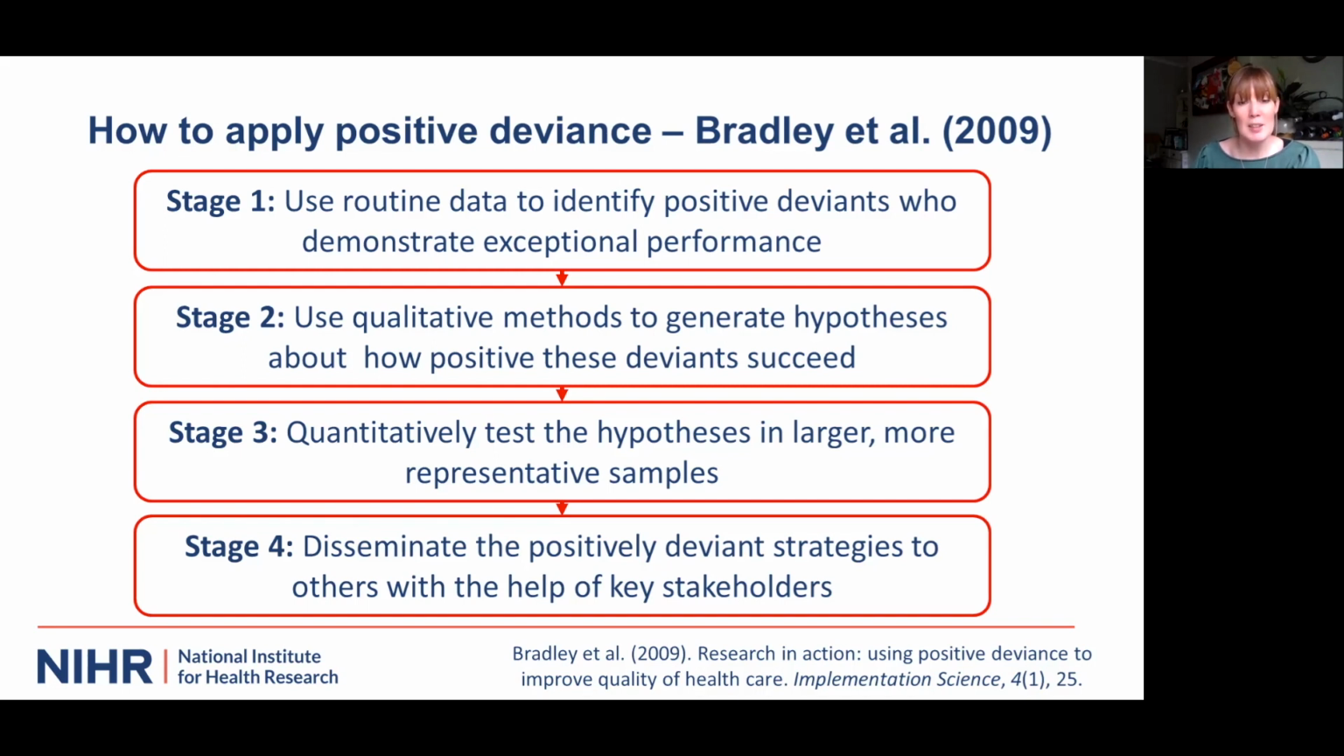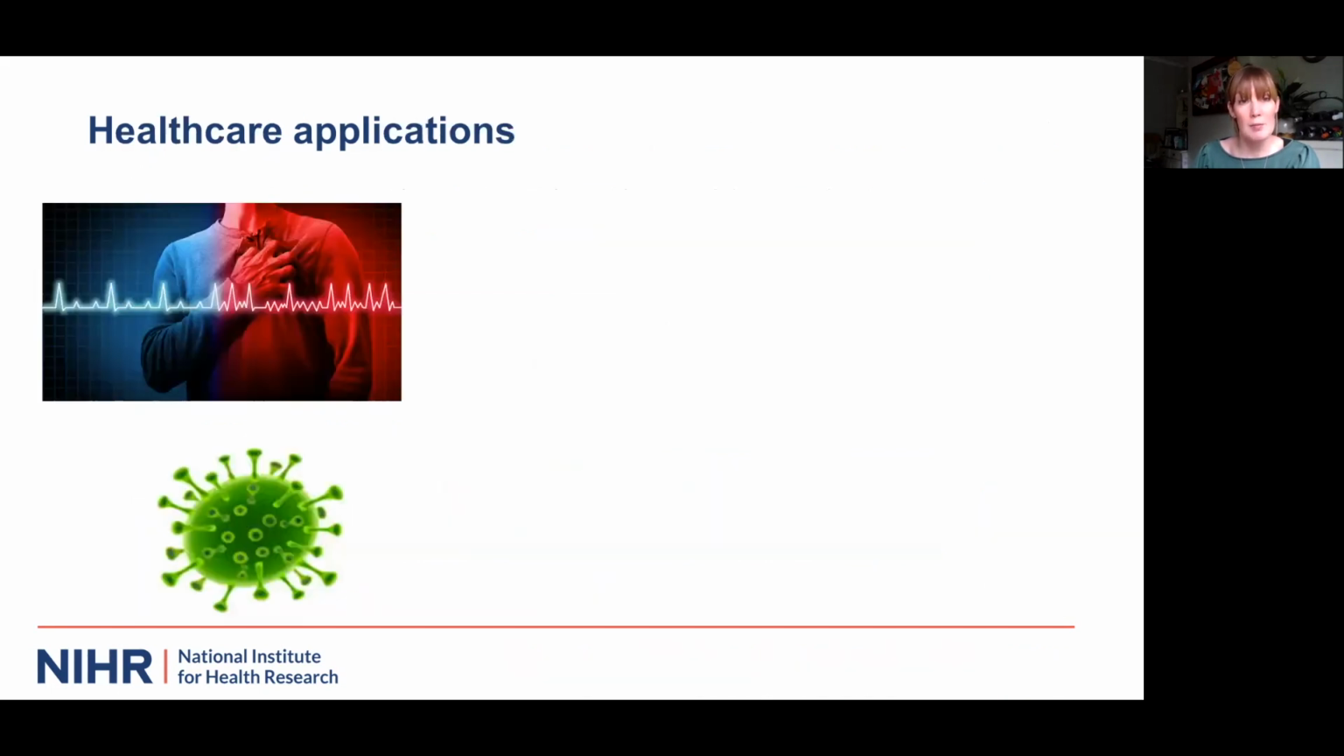Despite these frameworks, there's limited guidance about how to actually implement the approach. As part of my PhD, I conducted a systematic review which found that positive deviance had been applied to a range of healthcare problems, including increasing adherence to treatment guidelines for acute myocardial infarction and reducing healthcare-associated infections. Most studies identified positively deviant individuals or organisations, and they tended to focus on relatively narrow or specific processes and outcomes of care. At that point, we didn't find any applications that had been conducted in the UK.